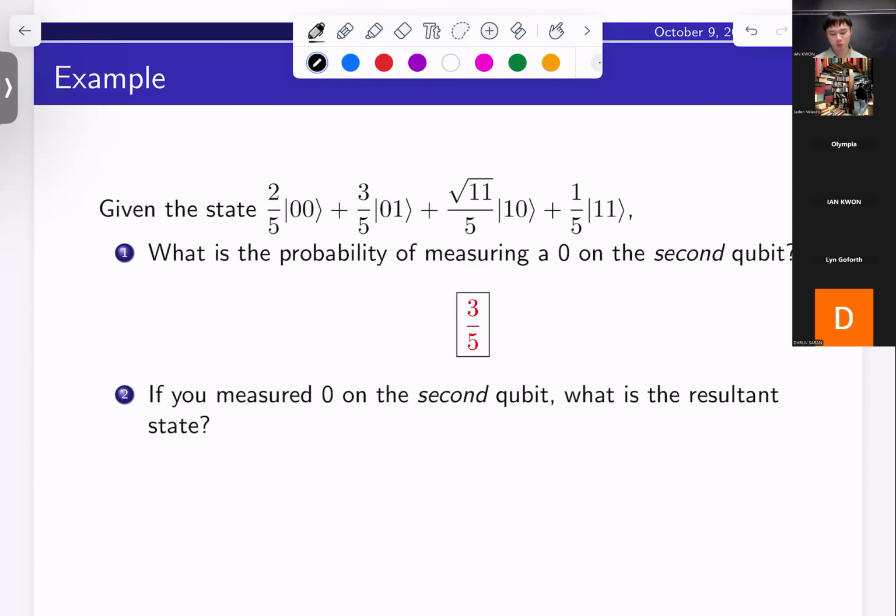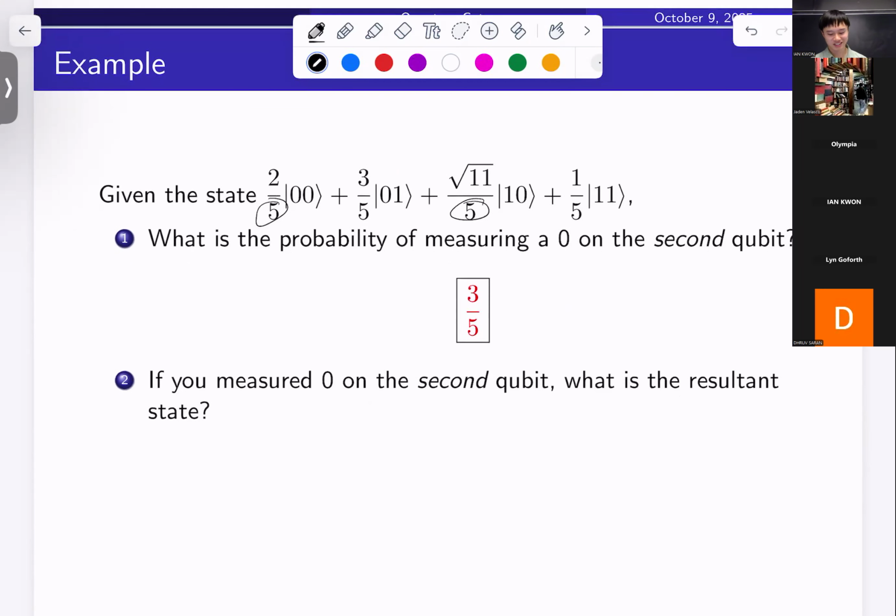After this measurement, what is the resulting state? Can anyone tell me that? So you can just carry over the coefficients. I'm not going to bother you to have you divide by whatever factor we had earlier. Yeah, over root 15 and root 11 over root 15. Yeah, pretty much. So you just have to make sure that you keep the old denominator, right?